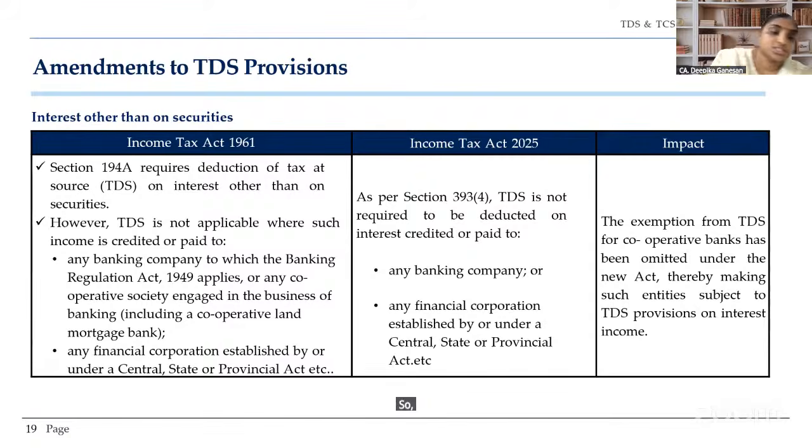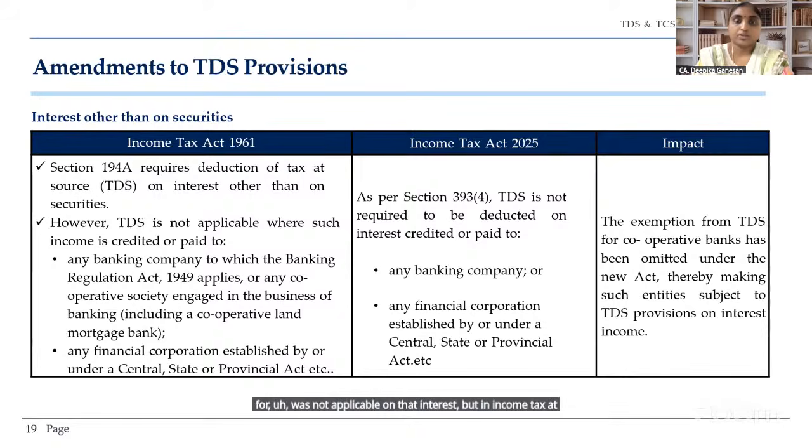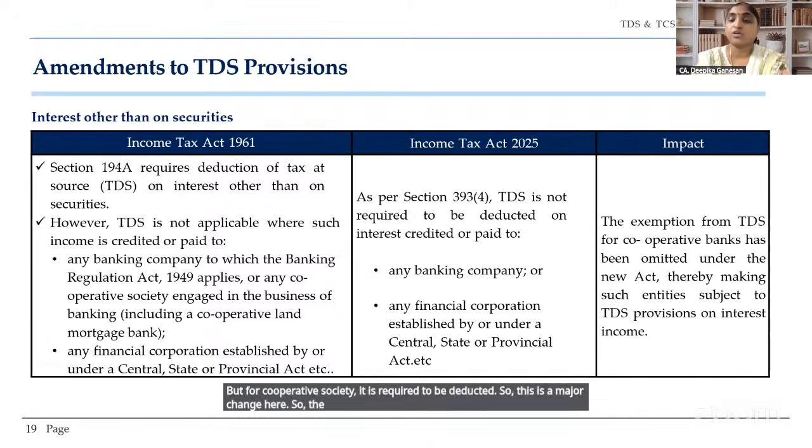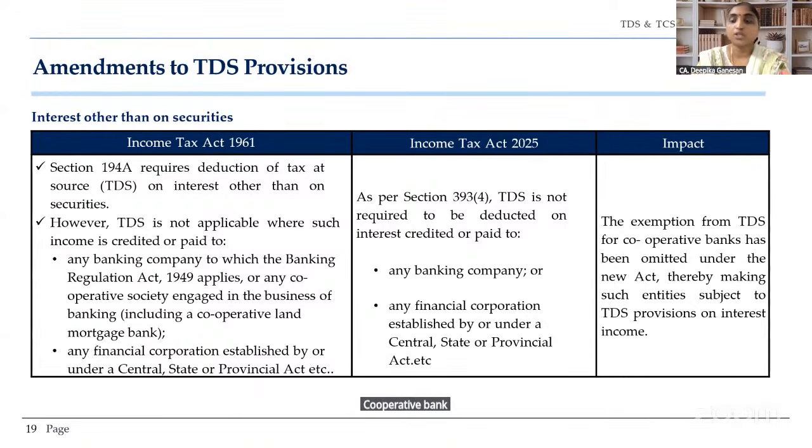So for all these three cases, the TDS was not applicable on that interest. But in Income Tax Act 2025, TDS is not required to be deducted only for banking company and financial corporation. But for cooperative society, it is required to be deducted. So this is a major change here. So the exemption of TDS for cooperative bank is being omitted in the new Income Tax Act. Therefore, these cooperative societies are subject to TDS on interest income.